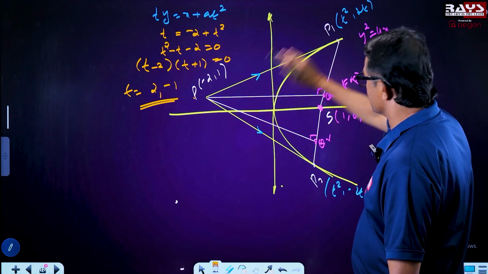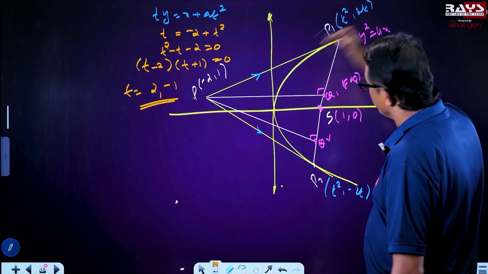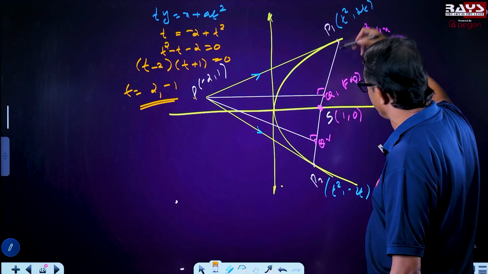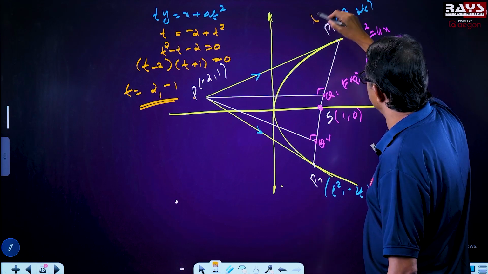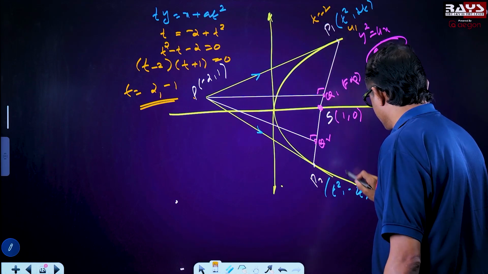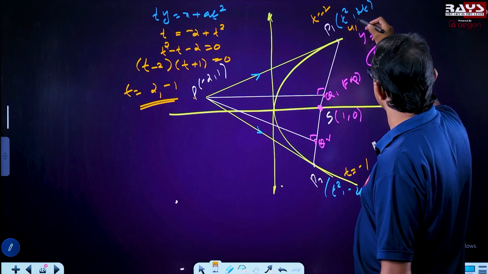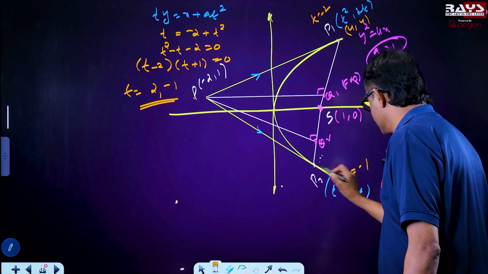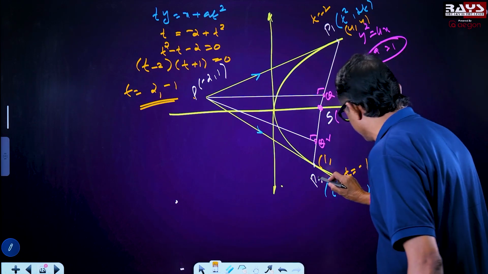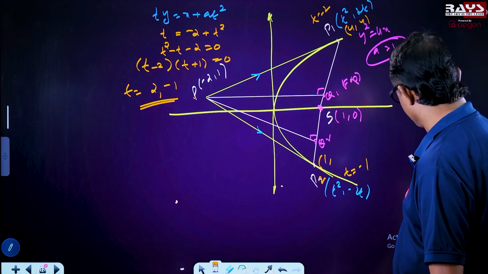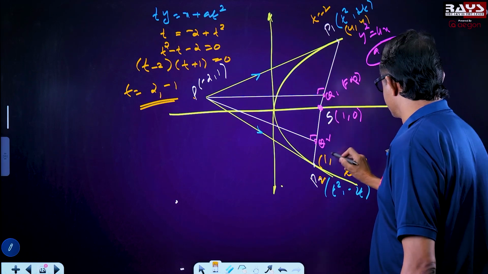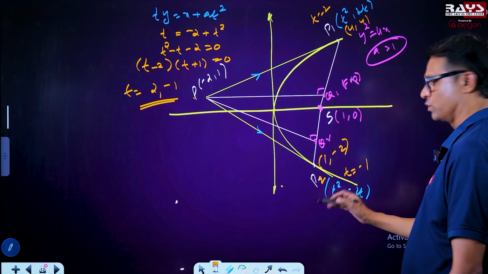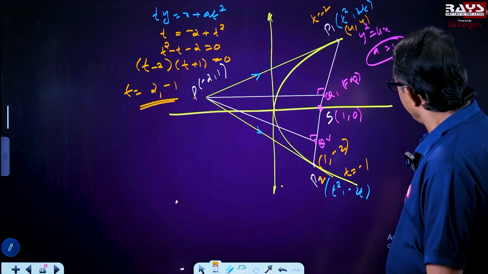Okay. So correspondingly, when you put 2 over here, since it is positive, you will be getting the point in the first quadrant. So this point is (2, 2²), that is (4, 4), where t is equal to 2, and here t is equal to -1. So this is the point (4, 4), and P2 is the point (t², 2t), that is (1, -2).